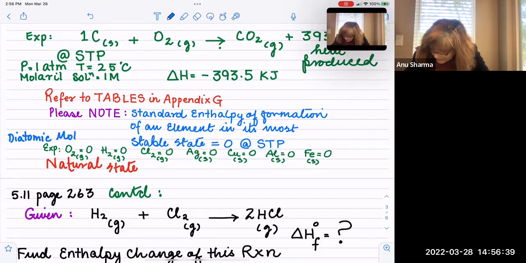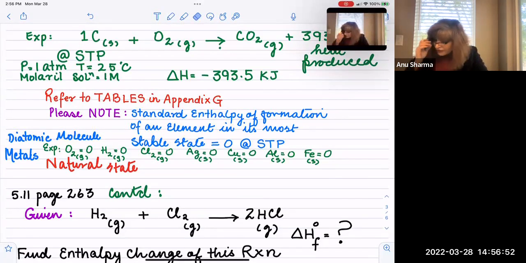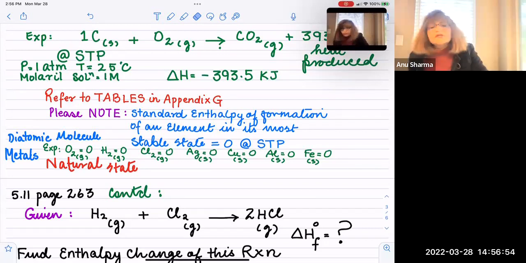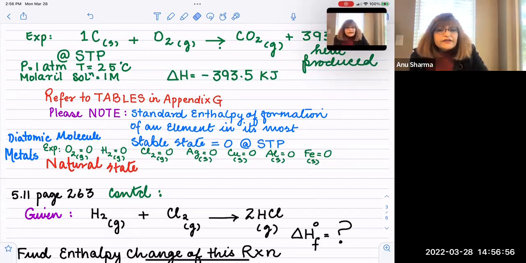Diatomic molecules, so that's their standard state. And then the metals, in other words, we cannot make them. So for the metals, the standard enthalpy of formation of an element in its most stable state is 0. So iron, the most stable state of iron is 0.